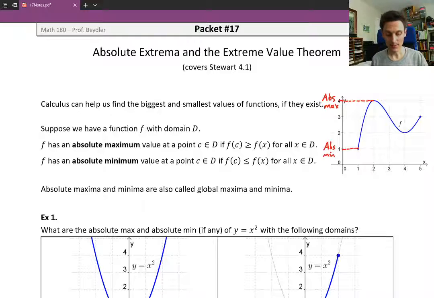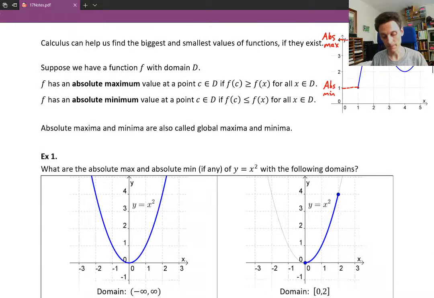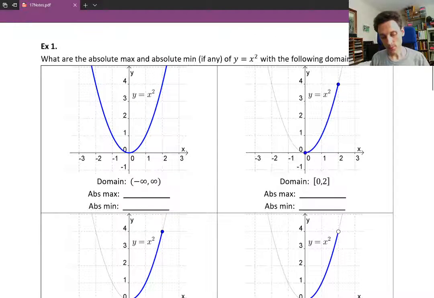Absolute maxes and absolute mins are also called global maxes and mins, or absolute extrema when you combine them together, or global extrema. All of these are talking about the same thing. In example 1, we're asked what are the absolute max and absolute min, if any, of y equals x squared, given some different domain considerations.